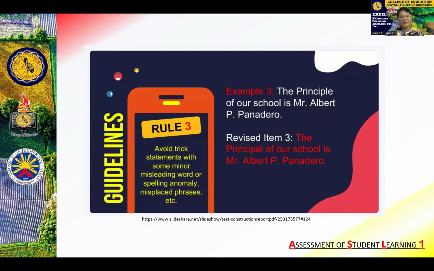For rule three, avoid trick statements with some minor misleading word or spelling anomaly, misplaced phrases, and so on. For example, "The principal of our school is Mr. Albert P. Panadero." If we're going to revise it, "The principal of our school is Mr. Albert P. Panadero." So what's wrong there? The word principal.